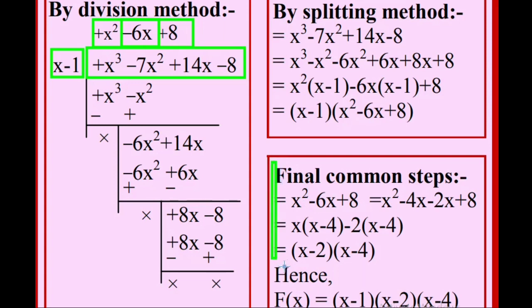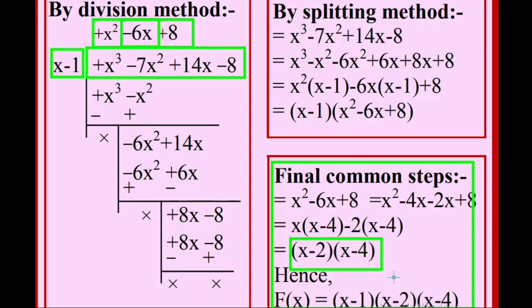In these final common steps, we factorize the quotient obtained in the division, and we get x minus 2 multiplied by x minus 4.